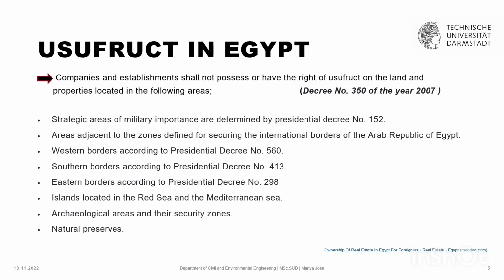southern border according to the president's decree number 413, and the eastern border according to the president's decree number 298, and the islands located in the Red Sea and the Mediterranean Sea, and also the archaeological areas and their security zones. And the last one is the natural preserves.